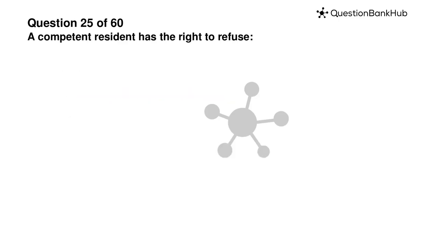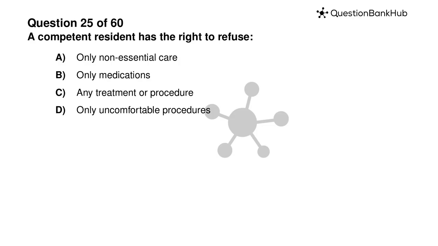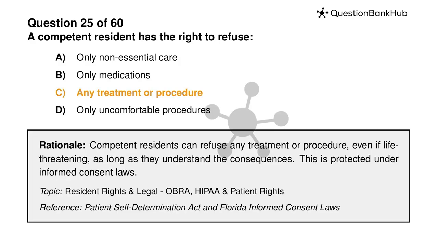Question 25. A competent resident has the right to refuse: A. Only non-essential care. B. Only medications. C. Any treatment or procedure. D. Only uncomfortable procedures. The correct answer is C. Any treatment or procedure. Competent residents can refuse any treatment or procedure, even if life-threatening, as long as they understand the consequences. This is protected under informed consent laws.